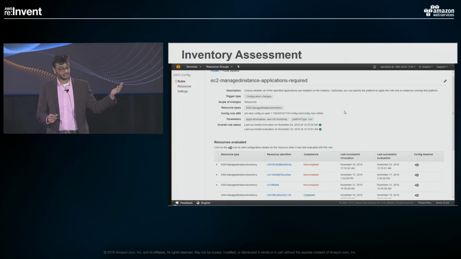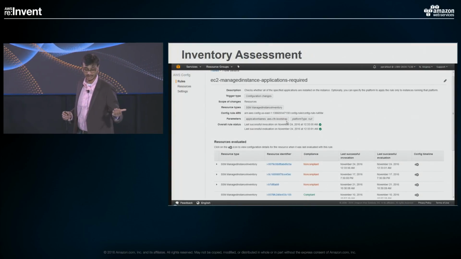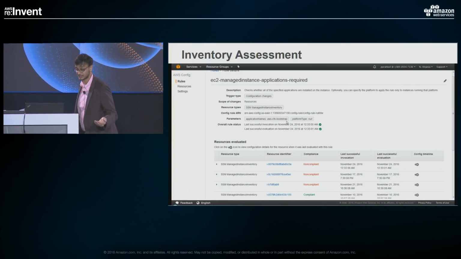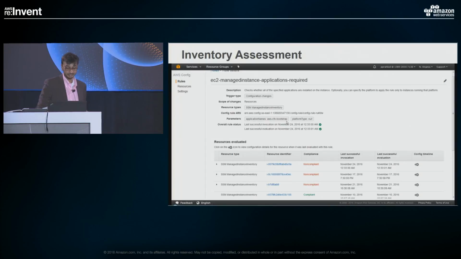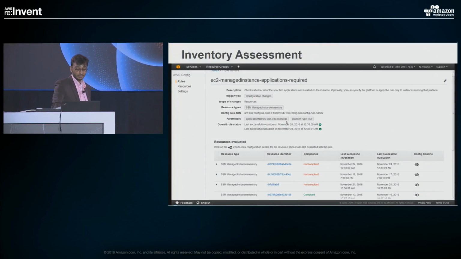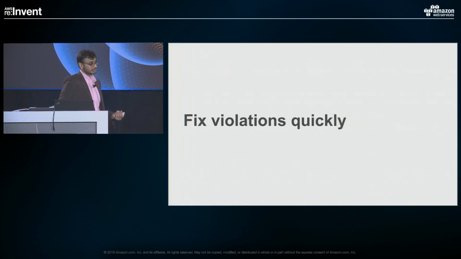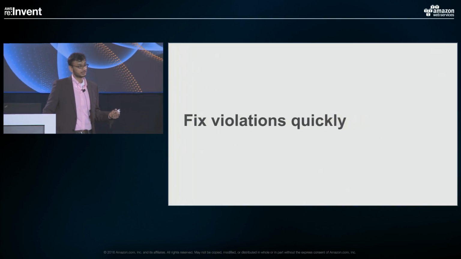And just like with other rules we saw, you can actually assess compliance and check whether those resources exist or not. In this case, I'm checking for CFN Bootstrap, which is an AWS application. You can see 3 of the instances don't have it, and 1 of them has it. So those are examples of assessing compliance. And we saw creating policies in code, assessing compliance using things like rules. The next step that you would take as a security professional is actually fixing violations quickly. Right? When you see a violation, you want to be able to react to it.